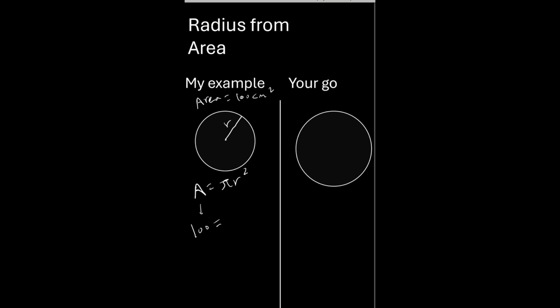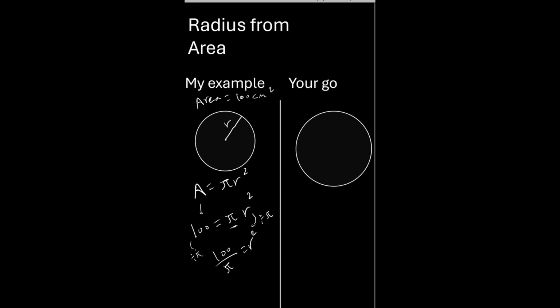The area is 100. Pi is a fixed number, and we know how to get it from the calculator. If you don't, watch our previous video. And r squared is the unknown. So I will divide by pi both sides. So 100 divided by pi equals r squared. If I put that in the calculator, 100 divided by shift 7, which is pi, I'll get 31.83.